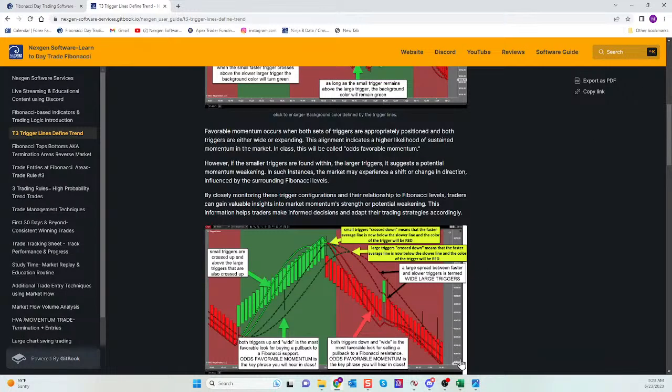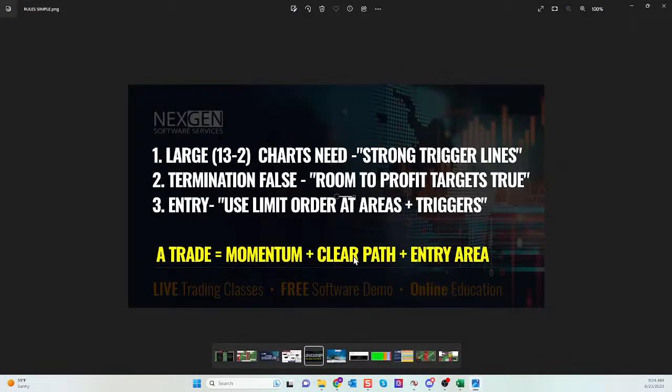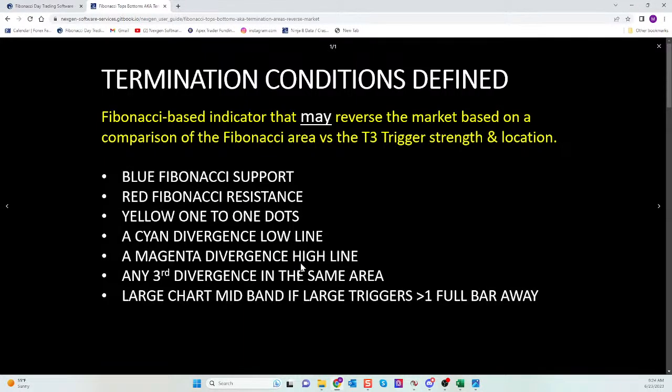Once I have those strong triggers, the second part of the equation says that termination conditions must be false on the large chart. Whether it's a 13.2, a 34.5, a monthly, a yearly, a minute, a tick, it doesn't matter. My large chart must have nothing in the way, no termination conditions. And no termination conditions means that the market hasn't reached an area that may reverse the market. Guys, a Fibonacci-based indicator that may reverse the market is what we're trying to avoid here. So, what are the areas?